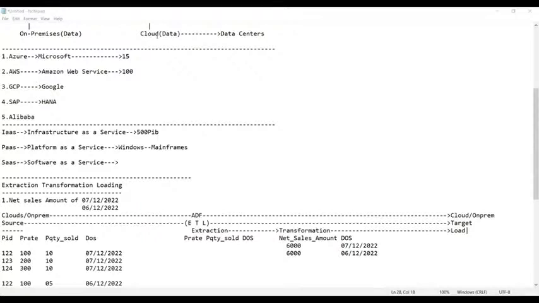Sir, what are the prerequisites to learn this? Basically, you don't require any prerequisites. SQL is not strictly required, but even if you don't know SQL, you can manage. But obviously, nowadays in IT, you must and should know SQL.